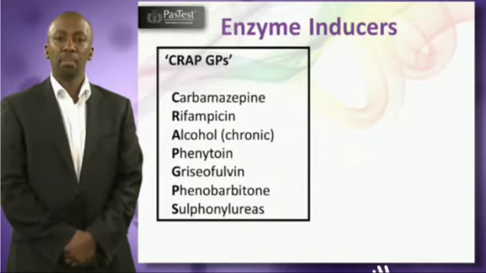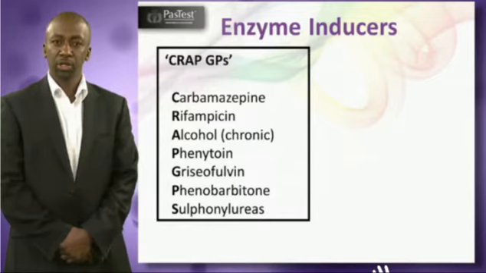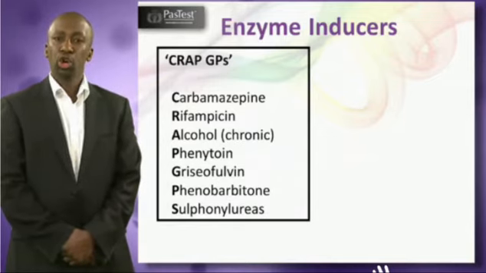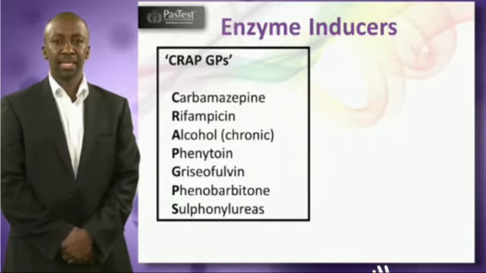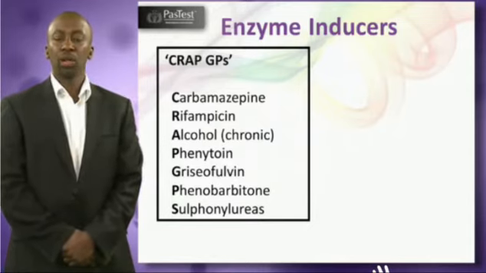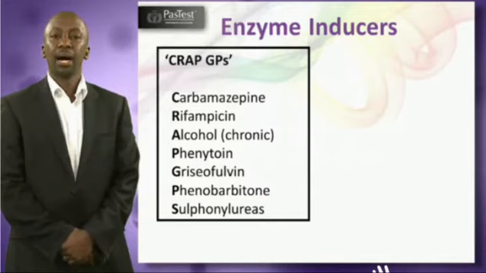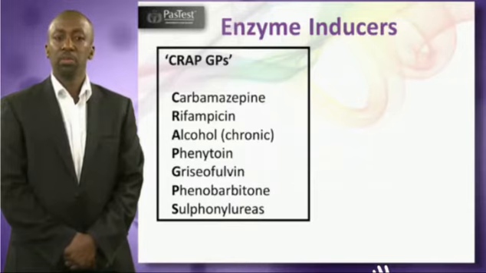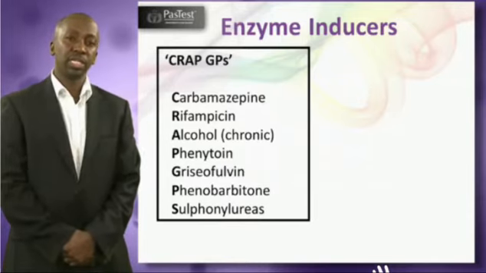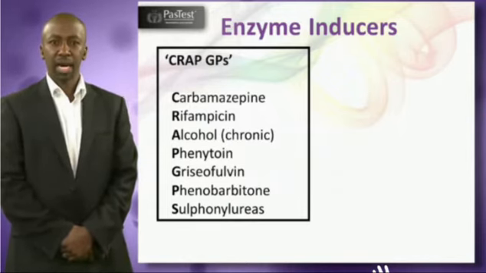So enzyme inducers: carbamazepine, rifampicin, which is probably the most powerful, which is used for treatment of tuberculosis. Chronic alcoholics, not acute alcohol, not alcoholic binges. If you see that in an exam, it is not an inducer, it is an inhibitor in that setting. Here, we're talking about chronic alcohol abuse as an inducer. Phenytoin can do it to a lesser extent, which is why it is not the preferred. Griseofulvin, phenobarbital, which is for epilepsy. Griseofulvin is for treating fungal infections, especially fungal nail infections, and sulfonylureas for diabetics.